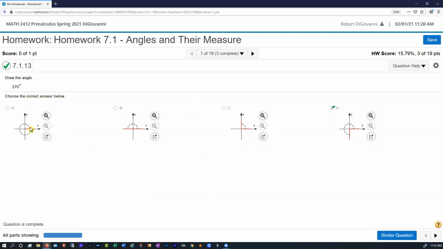The main idea is that a full revolution is 360 degrees. So if we break it up into four parts, you'll have 90, 180, 270, and 360. So 270 is obviously this angle here, this positive angle that goes through quadrant 1, 2, and then 3, and then stops here at 270 degrees.